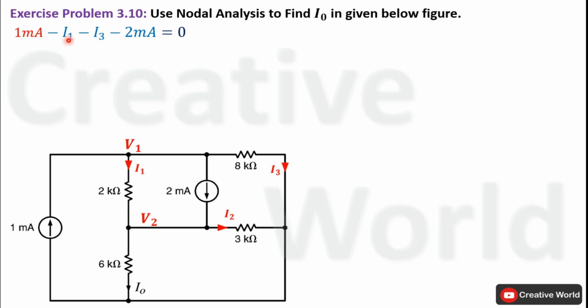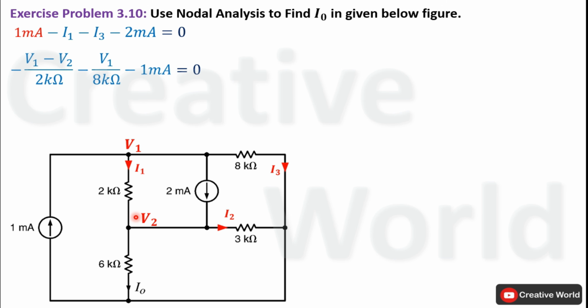In next step, we have to replace these two currents with their respective equations and subtract 1 milliampere from 2 milliampere. Current I1 will be equal to V1 minus V2 divided by 2 kilo ohm. This current is flowing between two non-reference nodes, so potential difference of these two node voltage will be appearing across this 2 kilo ohm resistance. And the potential difference of these two node voltages divided by the value of resistance will be equal to the current through this branch.